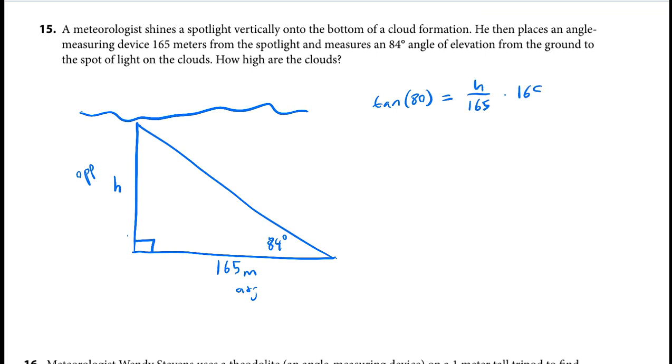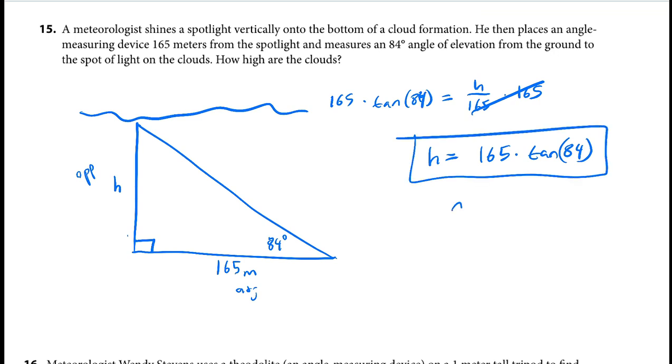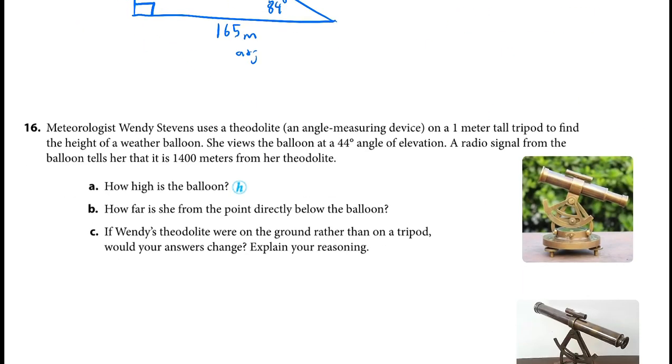So multiplying by 165 on both sides, we get that the height is 165 times tangent of, I wrote 80, it's 84. I don't know why I wrote that. Let's change that. And so that's exact, or that's approximately, ooh, this is going to be a big number. What is it? 165 times tangent of 84. That's 1569.870... Okay, next one.